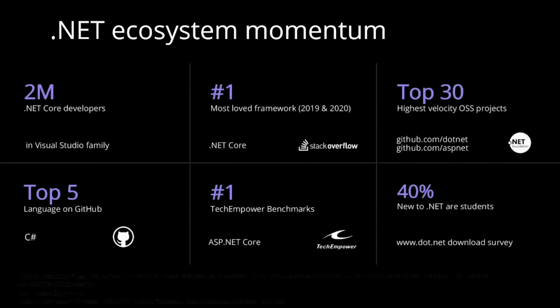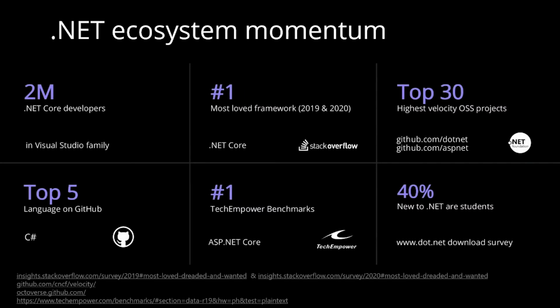So we are seeing significant growth in the .NET ecosystem, and here are a few data points that I would like to share. The .NET ecosystem has reached over 2 million .NET developers using .NET Core. .NET Core has been ranked number one, two years in a row, as the most loved framework in the Stack Overflow developer survey, which you can see from the recent results.